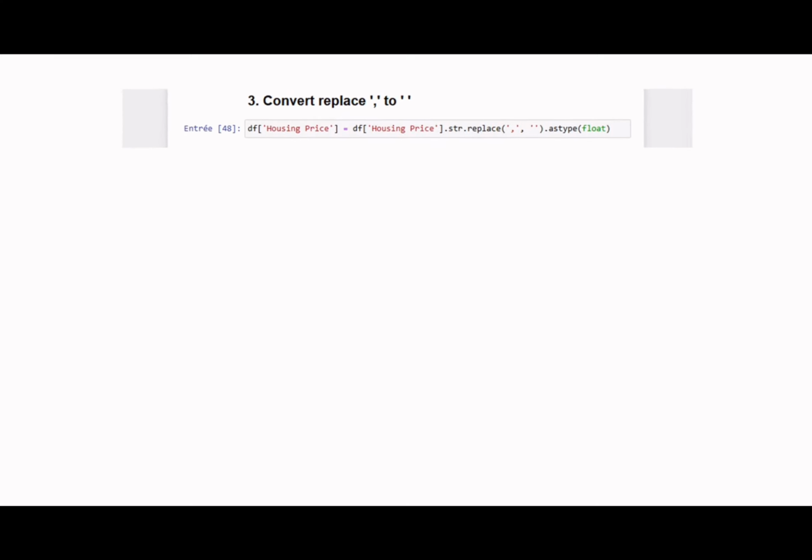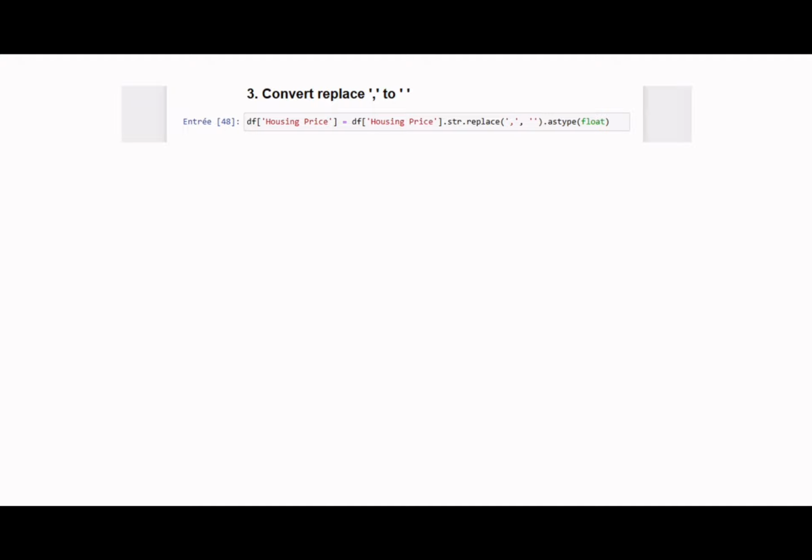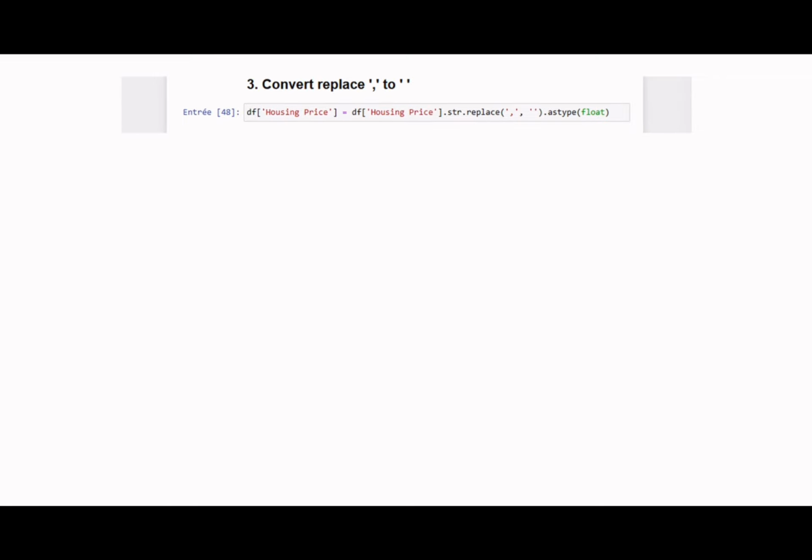Step 3. Data cleaning and preprocessing. Before performing any analysis, it's crucial to clean our data. Here's what we did. Converted housing price values by removing unnecessary characters like commas and ensuring they are in numeric format. This step is necessary because sometimes CSV files store numbers as strings, which prevents mathematical operations. Once the data is cleaned, we are ready to visualize it.